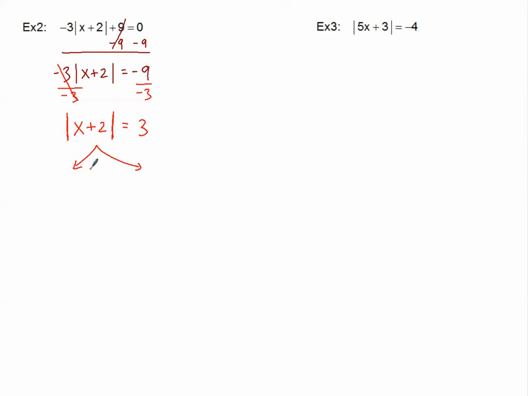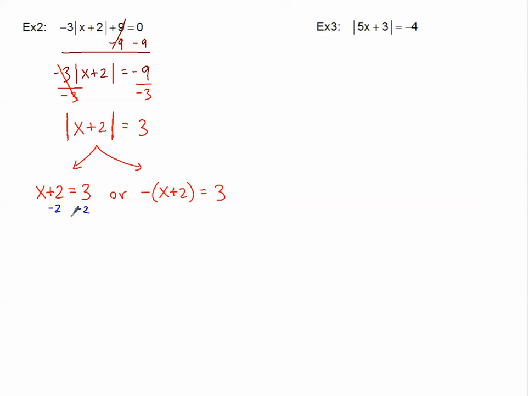and then we can split up into our two equations. So the first equation, we just simply use the same thing, x plus 2, and set it equal to the 3 that we see. The other equation is going to be the opposite of the x plus 2 is equal to 3. That's how we set up our two equations. And now we simply solve them.